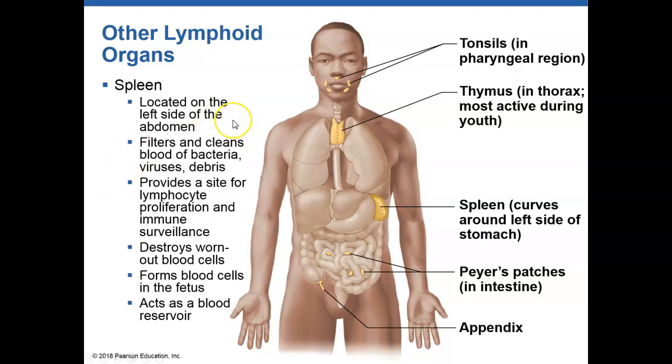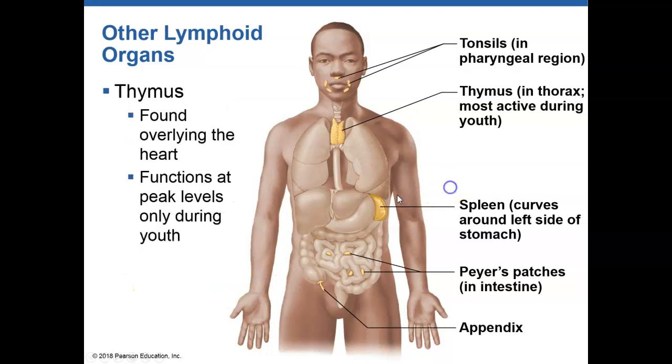I've talked about some of these structures already, but the spleen, which is right here, filters and cleans blood, provides a site for lymphocyte proliferation, destroys worn out blood cells, and in the fetus it can actually form blood. The thymus is found right over the heart, and it is largest in infants and young children. Once you hit puberty, your thymus starts to regress or get smaller, and eventually, once you're an adult, the thymus is not much more than fatty tissue, because we form our immune system during childhood.